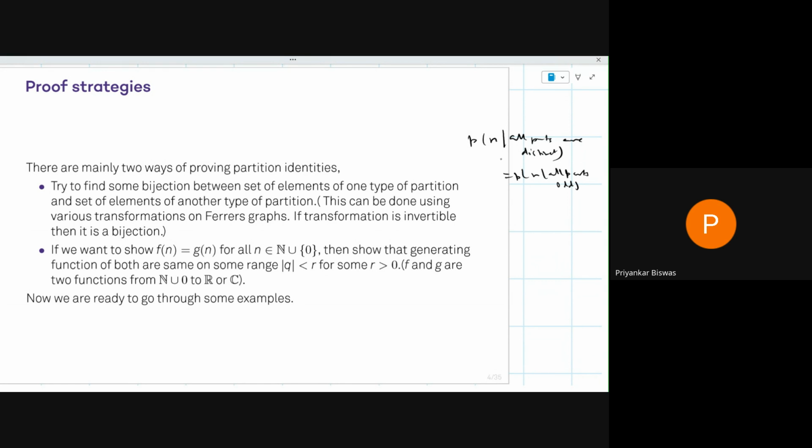So basically here we make a bijection from the set of all partitions of this type to this type, and next we can also show that the generating functions of these two are the same. This is also one way of showing the equality between these two.